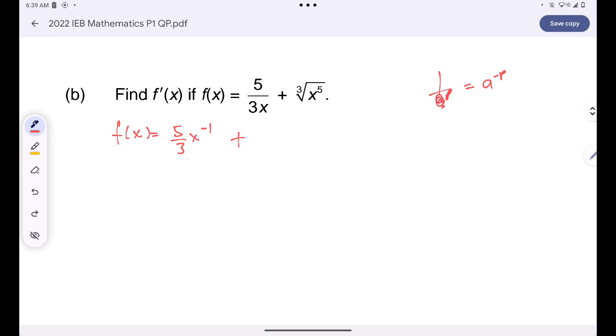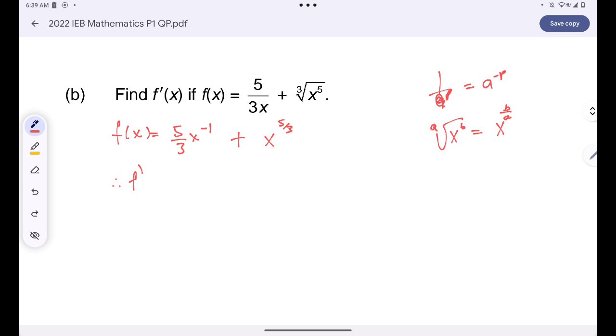plus, please guys, note that if I have the root of a number, the root is always the denominator of an exponent. So in this case I'll have the root of x equal to x to the power 5 over 3. So therefore now I can find my derivative.